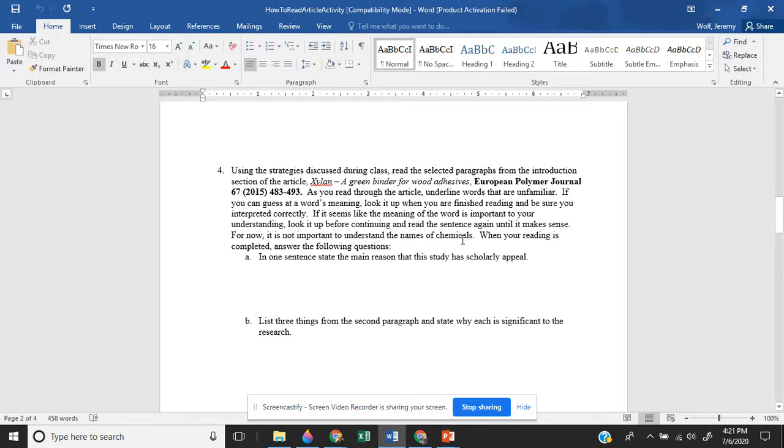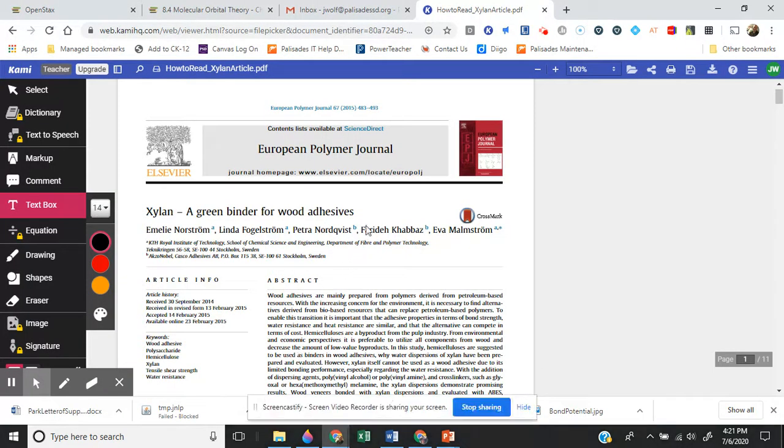And so we're going to read this article. And as you read the article, you underline words that are unfamiliar. And if you can interpret the meaning, you can try to guess at what the word's meaning is. And if it's vitally important that you understand that, you might want to look it up. So we're going to go back here, and I have this add-on for Chrome that's called Kami. And this helps me to write down or record stuff and mark up a PDF article.